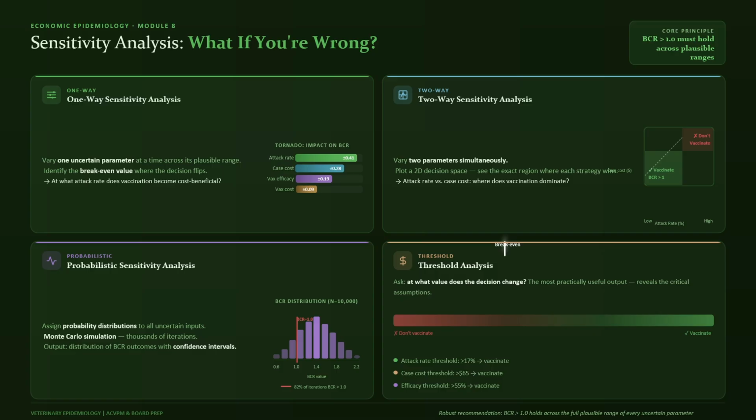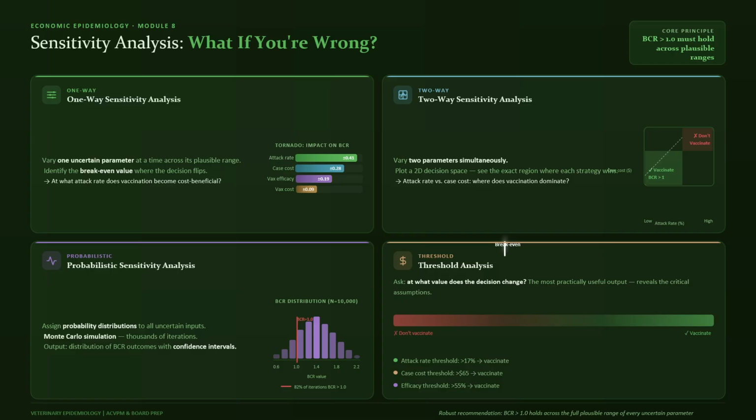One-way varies a single parameter to find the break-even point where the decision flips. Two-way varies two at once, mapping the regions where each strategy wins. Probabilistic analysis assigns distributions to every uncertain endpoint and runs Monte Carlo simulations, thousands of iterations producing a range of outcomes with confidence intervals. And threshold analysis asks the most practical question: at what value does my recommendation change?